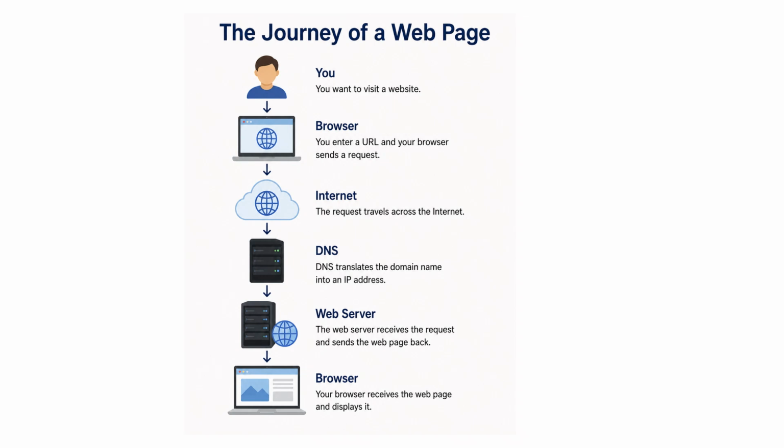The server receives the request, locates the requested web page, and sends the necessary files back to your browser. And finally, your browser processes those files and displays the page on your screen. Although this process involves several steps and multiple computers communicating with each other, it usually happens in a matter of seconds or even less. Every time you visit a website, this same basic sequence occurs behind the scenes.